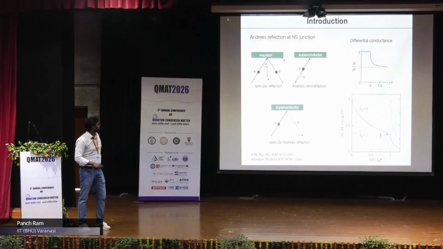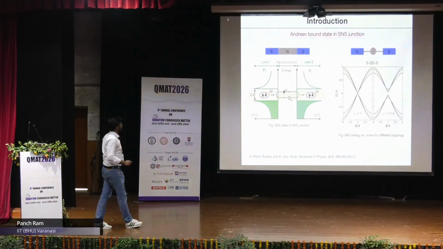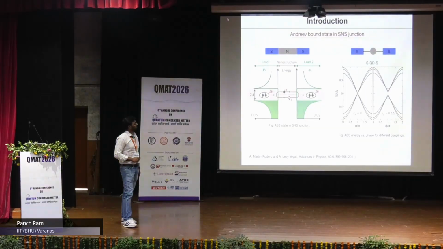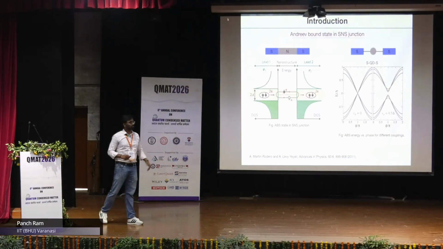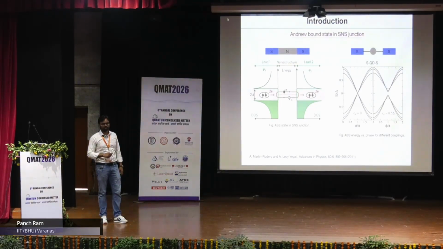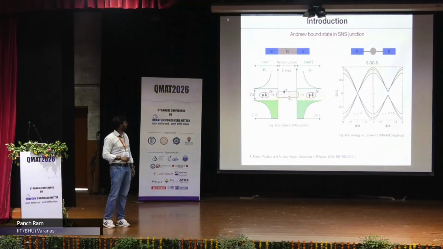But what happens if you add one more superconductor? For example, you have the normal region and a superconducting region, and you add one more superconductor. Of course, the superconductors have phases, and they might have a phase difference. So suppose we have a phase difference.